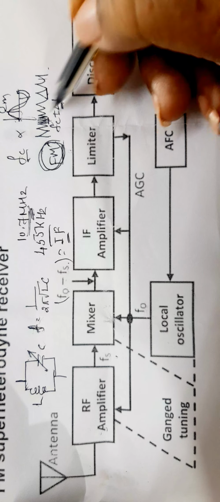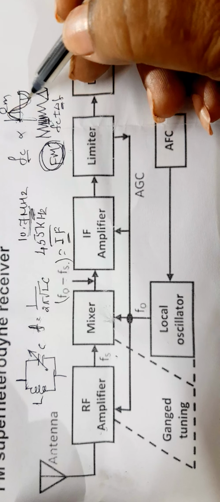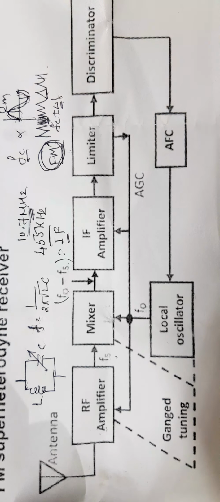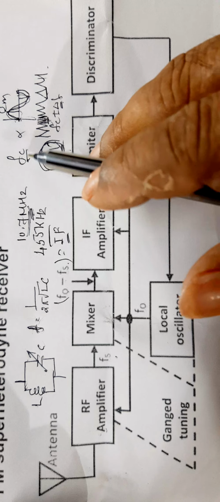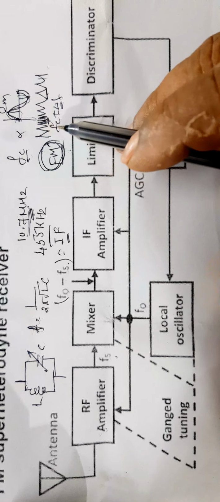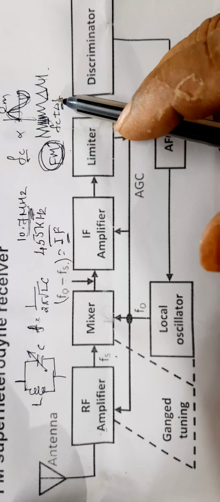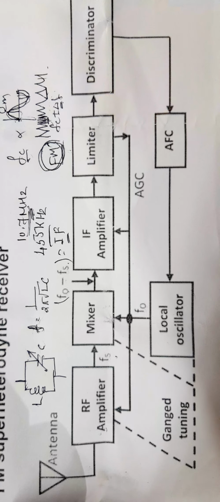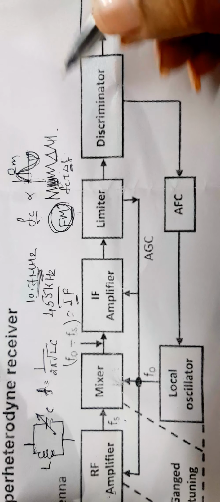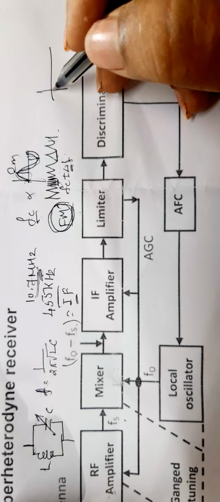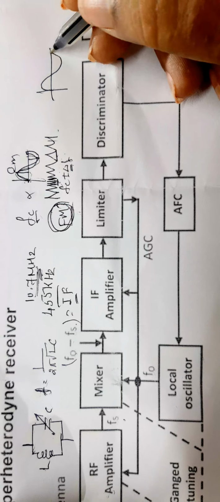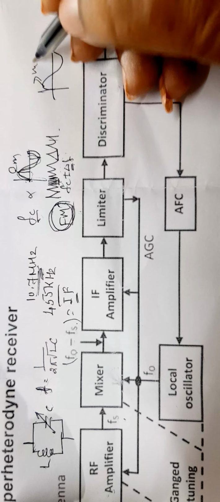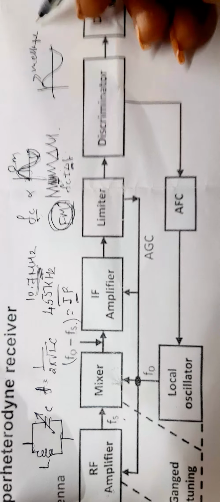This carrier deviation depends upon the amplitude of the modulating signal, which we have already discussed in frequency modulation. So this frequency modulation consists of Fc plus or minus delta F. This carrier deviation delta F is changed into the modulating signal. This is our message signal.